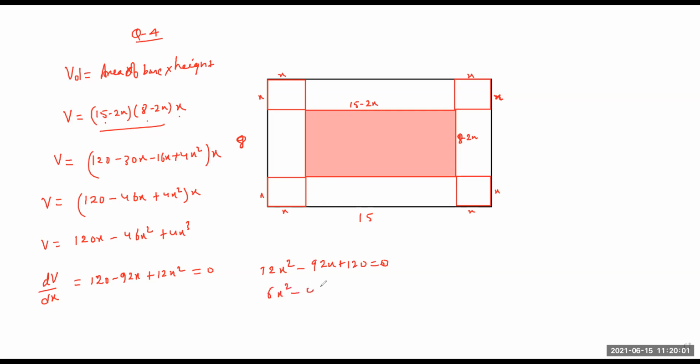So 6x square minus 46x plus 60. We can divide by 2 more, right? So 4 is better, actually we could divide by 4. So now we can divide to get 3x square minus 23x plus 30 equals 0.